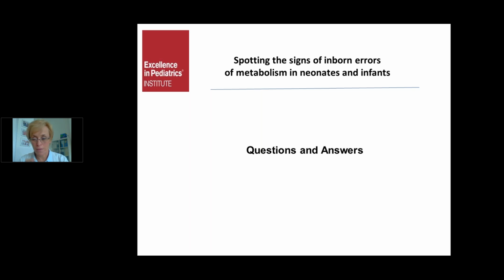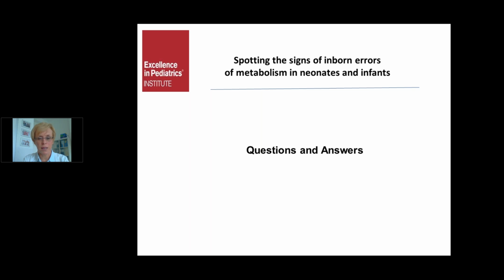So the first question that appeared is, how many disorders are included in the MS panel for population newborn screening? Thank you for this question. It is really an important one. Tandem mass spectrometry, as I already said, is really a revolution in early diagnosis of inborn errors of metabolism among children, and in early diagnosis of really growing numbers of diseases.